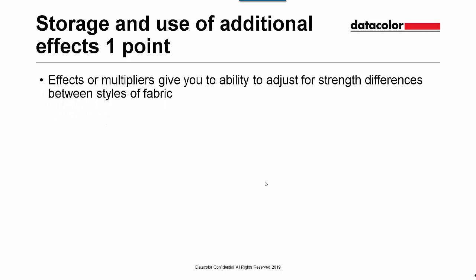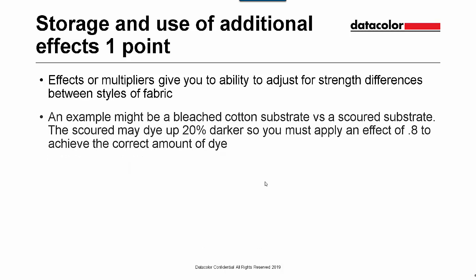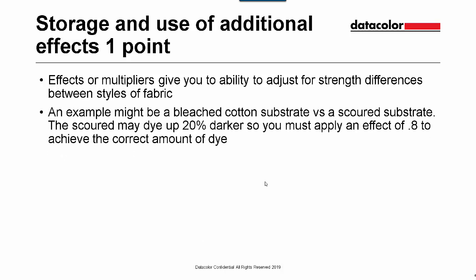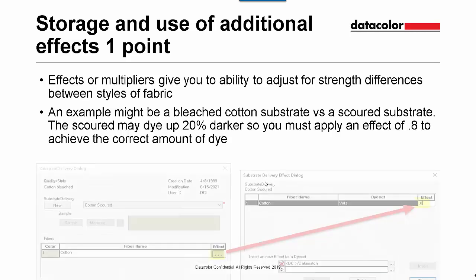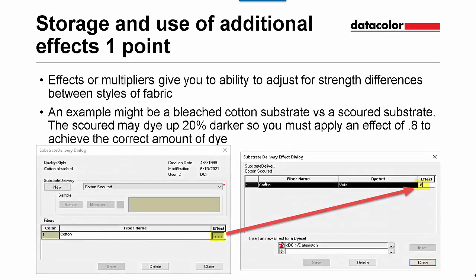The effects or multipliers give you the ability to adjust the strength differences between styles of fabric. An example might be bleached cotton versus a scoured substrate. The scoured may take dye up 20% darker, so you must apply an effect of 0.8 to achieve the correct amount of dye. Here is an example of how you can put in an effect for a particular quality style or substrate delivery.